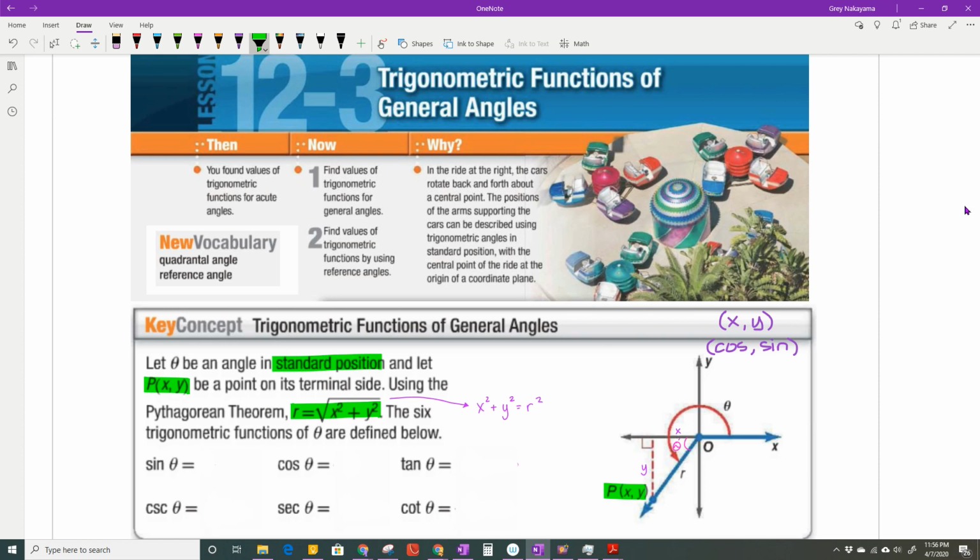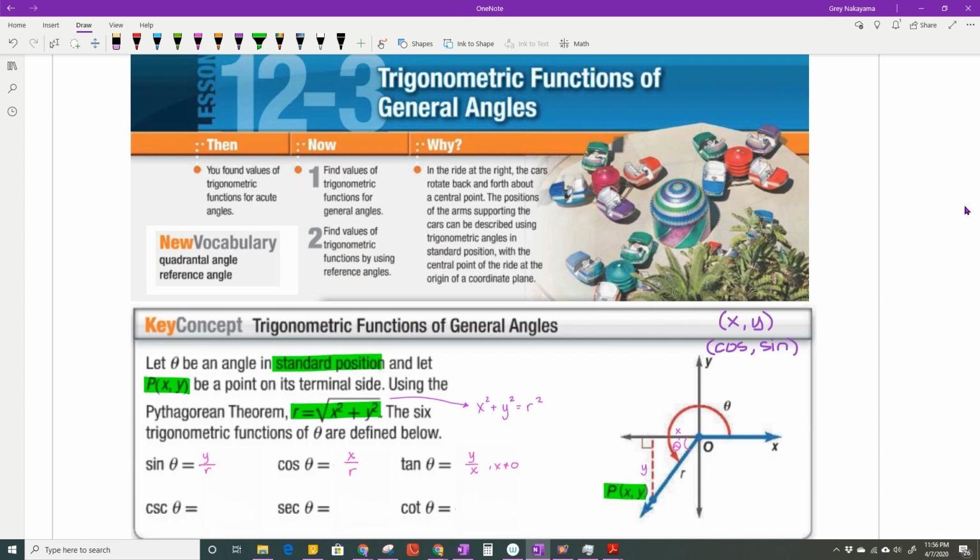So that being said, if we define our 6 trig functions of any point x, y, then we know that the sine of this angle is opposite over hypotenuse. So we say that the sine of theta is y over r. That makes the cosine of theta x over r, and the tangent of theta y over x. Of course, x cannot be 0 because we cannot divide by 0.